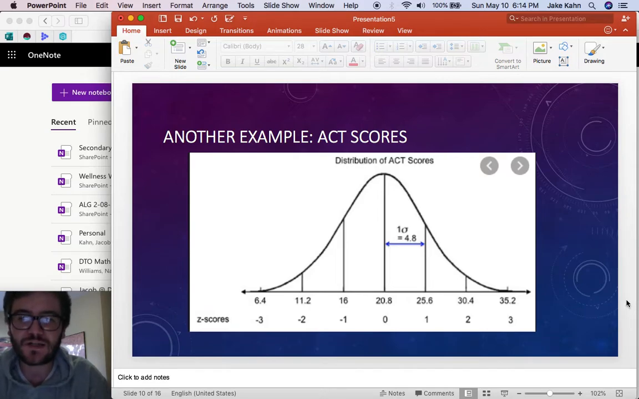So if you're looking at a score of 31 or a score of 35, I think a perfect score is 36, right? You can see that the curve slopes down because not a ton of people are scoring that high on the ACT, as well as if you go in the opposite direction, right? The height of the curve is really, really low right here at 6.4 or 11.2, because not a lot of people are scoring that low. Most people score in the middle. That's a normal distribution.